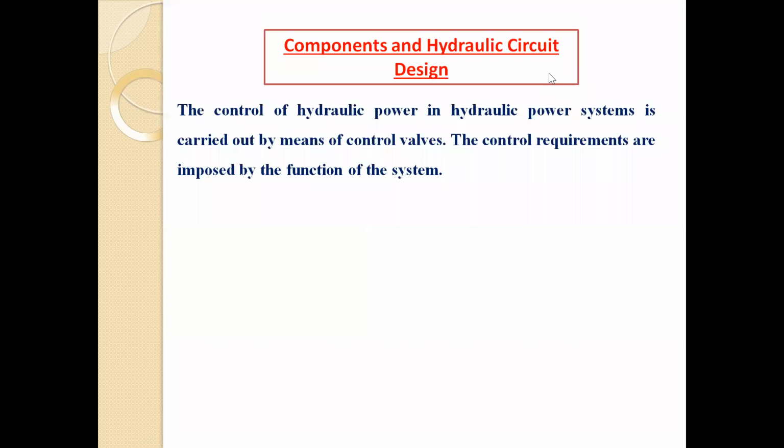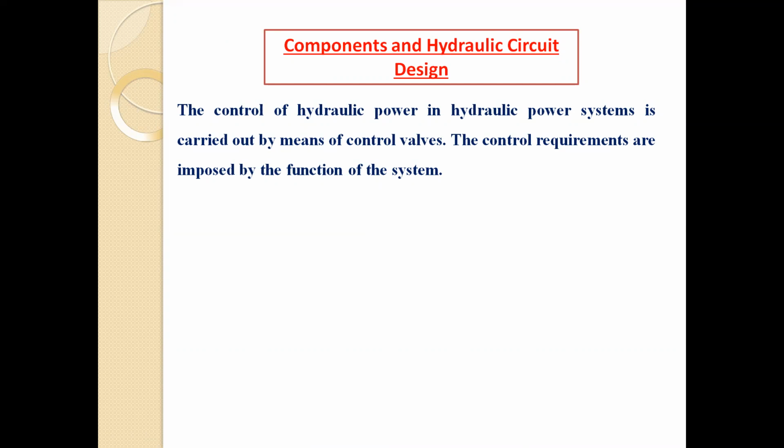We know that the major components in hydraulic circuit or fluid power systems are a reservoir and pump. The function of reservoir is to store the fluid. The pump is to convert the mechanical energy into hydraulic energy. Then we'll be having the controlling valves. Again, controlling valves may be of any type. It may be directional control valves, pressure control valve, or a flow rate control valve. Then we'll be having an actuator. Actuator function is to convert hydraulic energy into mechanical energy. In this video, we're going to study the controlling valve, the directional control valves.